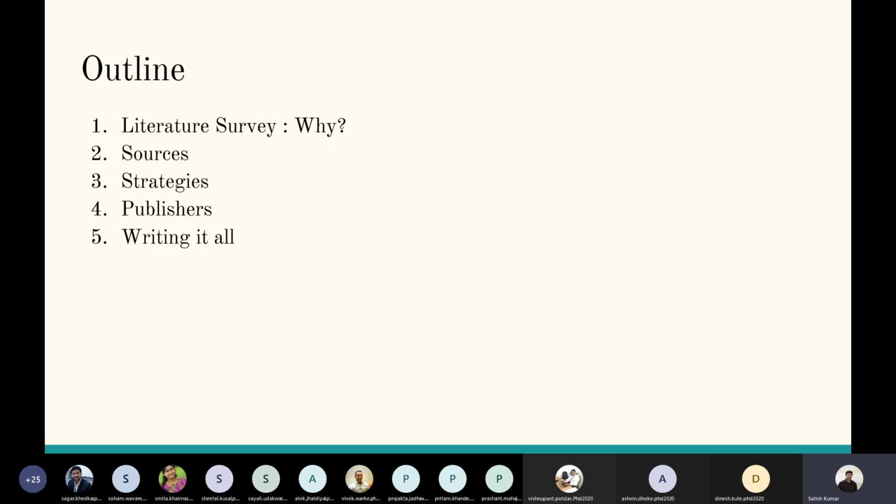Then coming to writing it all and the different tools for writing. What different tools? What are the different reference managers you can use?